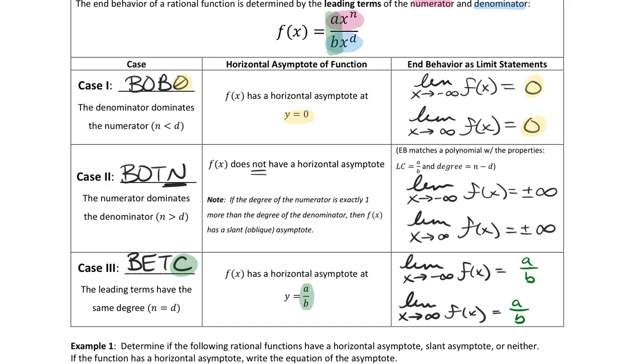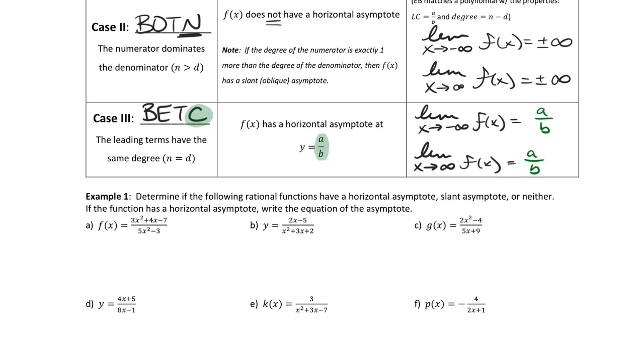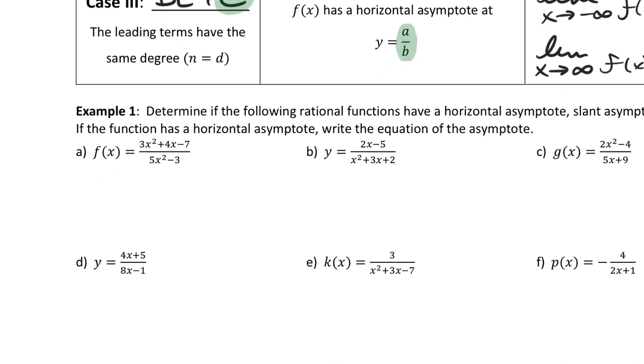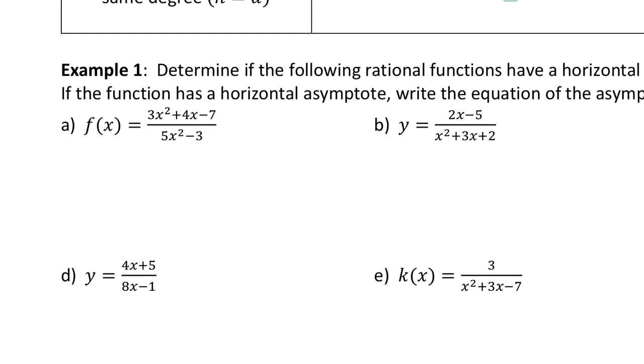So we are going to pay attention to the degree of the numerator and the degree of the denominator. If we look at example 1, part A, we're going to determine if it has a horizontal asymptote and then write the equation of the asymptotes. We're not even talking about end behavior just yet. What is the degree of the numerator? 2. What is the degree of the denominator? 2. So those are the same number, yes? So this is a Betsy graph because the bottom is equal to the top.